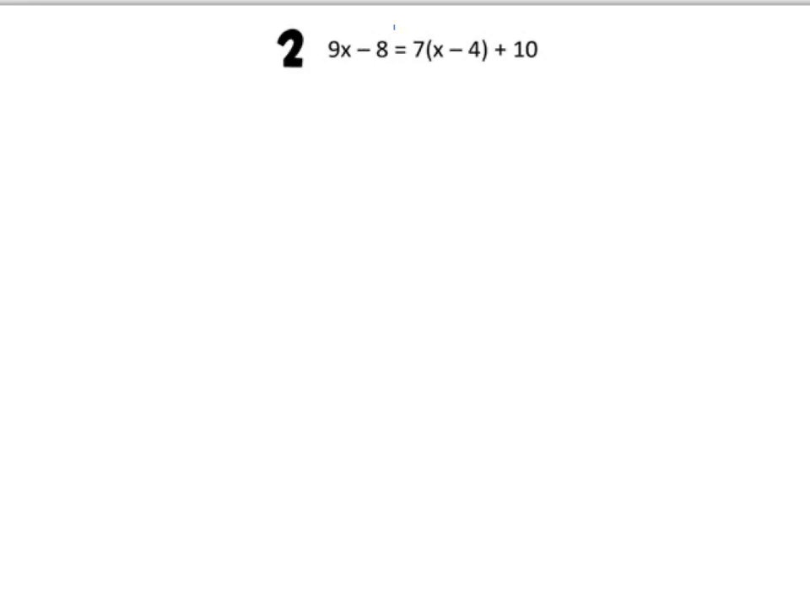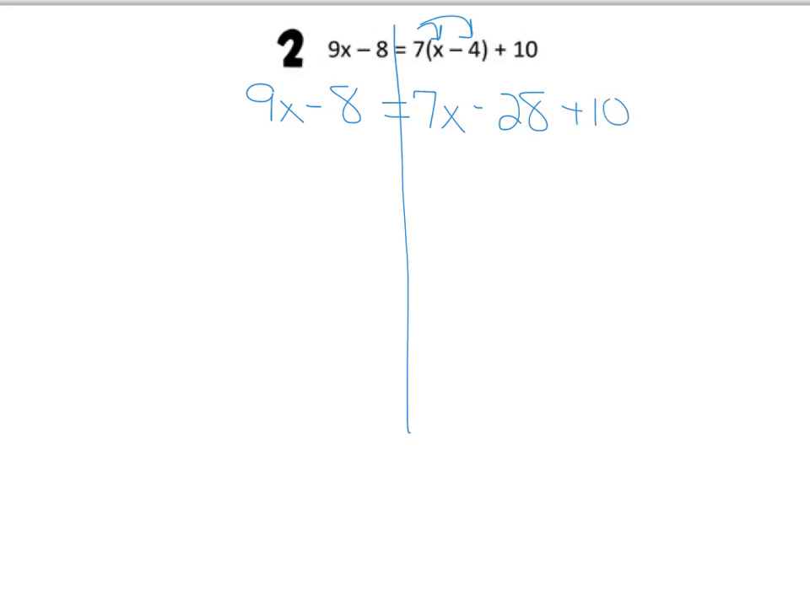Okay, so let's look at this one. I'm going to draw my line through the equal sign. 9x minus 8, there's not anything I can do there, so I'm just going to copy it, equals 7 times x is 7x, 7 times negative 4 is negative 28, and then my plus 10 just carries along, okay? I have some cleaning up I can do, so 9x minus 8 equals 7x, negative 28 plus 10 is negative 18, right? Okay, so now notice here I have two different coefficients, 9x and 7x.